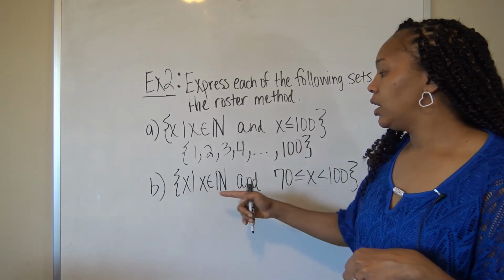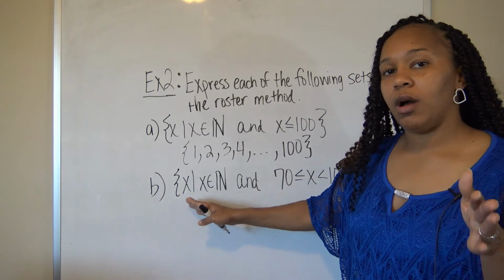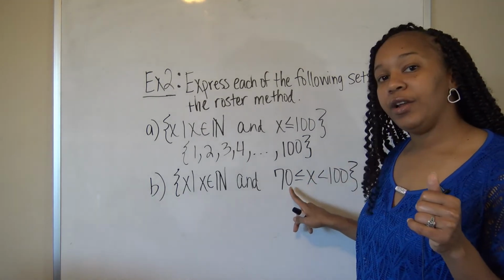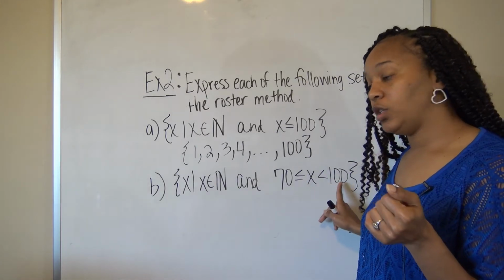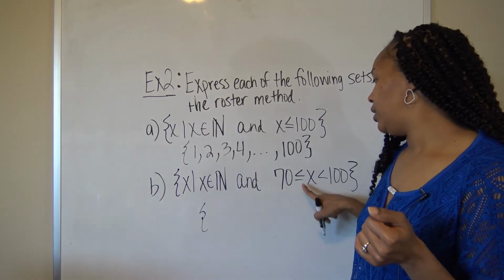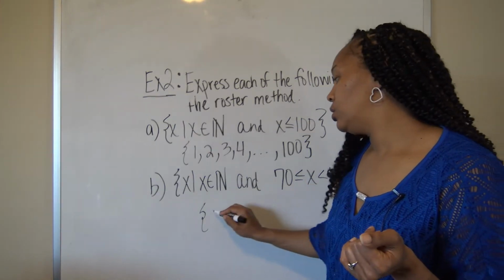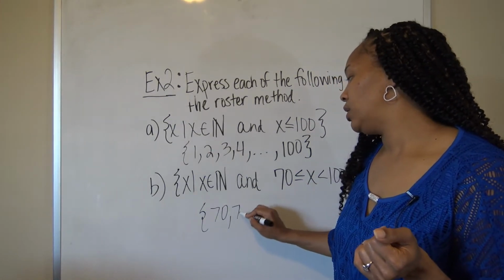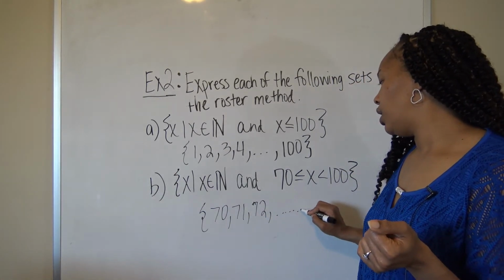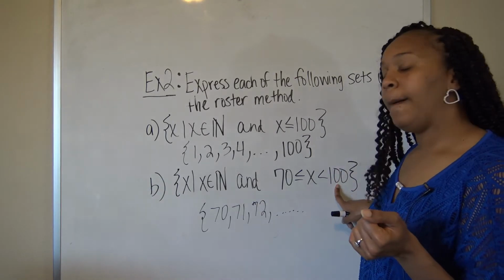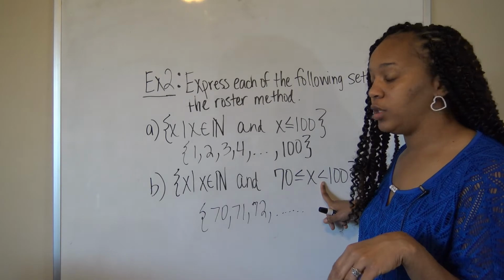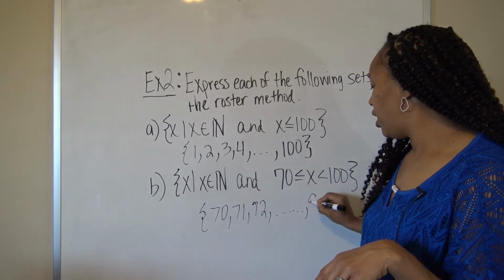All right, let's look at the second one. So this one says you want all of the X such that X is a natural number and X is greater than or equal to 70 but less than 100. Okay, so that means you're going to start this time with 70. You want it to equal 70, so you'll start with 70 and you'll go 71, 72, 73. You'll keep going all the way up to 100. But since there is no equal to sign for 100, you don't want it to equal 100. You'll stop one number shy of 100.